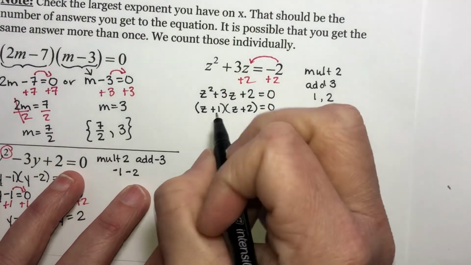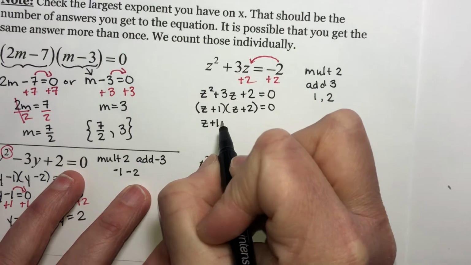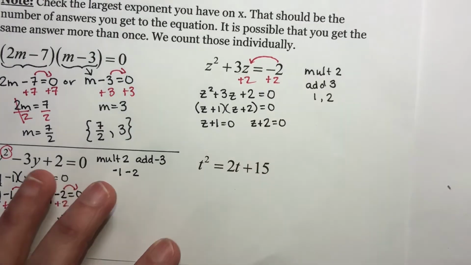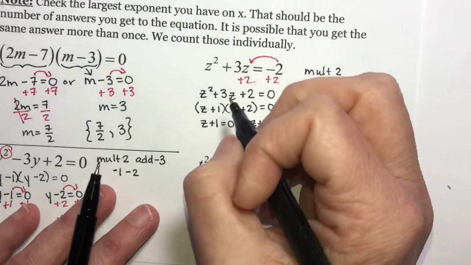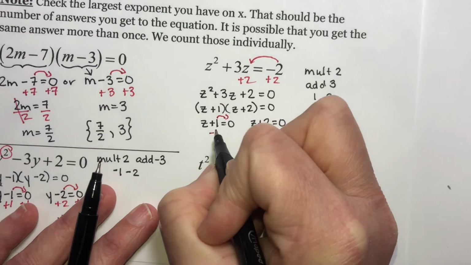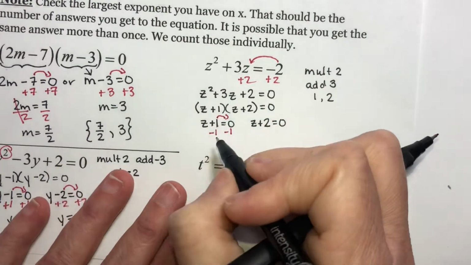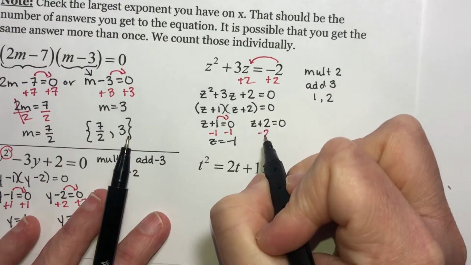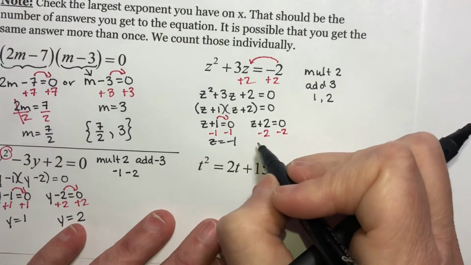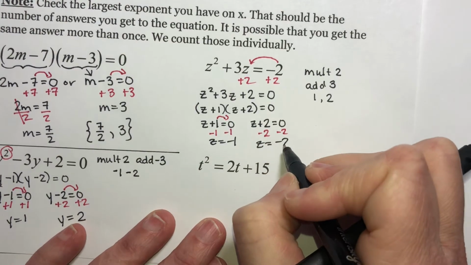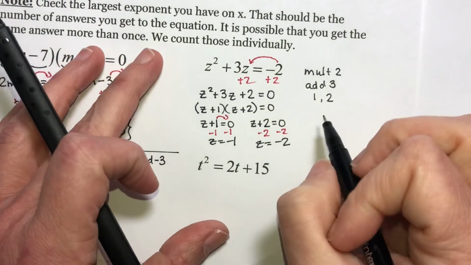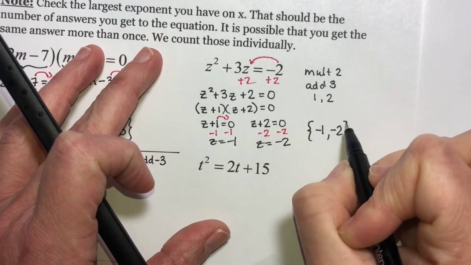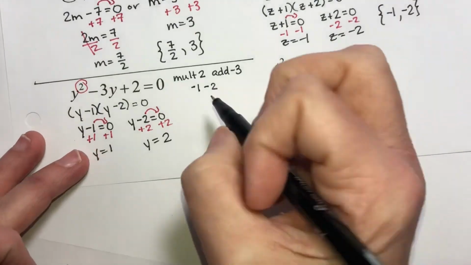Now that it's factored, set each of these equal to 0. Okay, let's subtract 1 from each side, and we got z equals negative 1, and subtract 2 from each side to get z equals negative 2. So we've got 2 answers. Technically, they don't matter what order they go in. They just should be put in a brace, and I forgot to do that on this one over here.